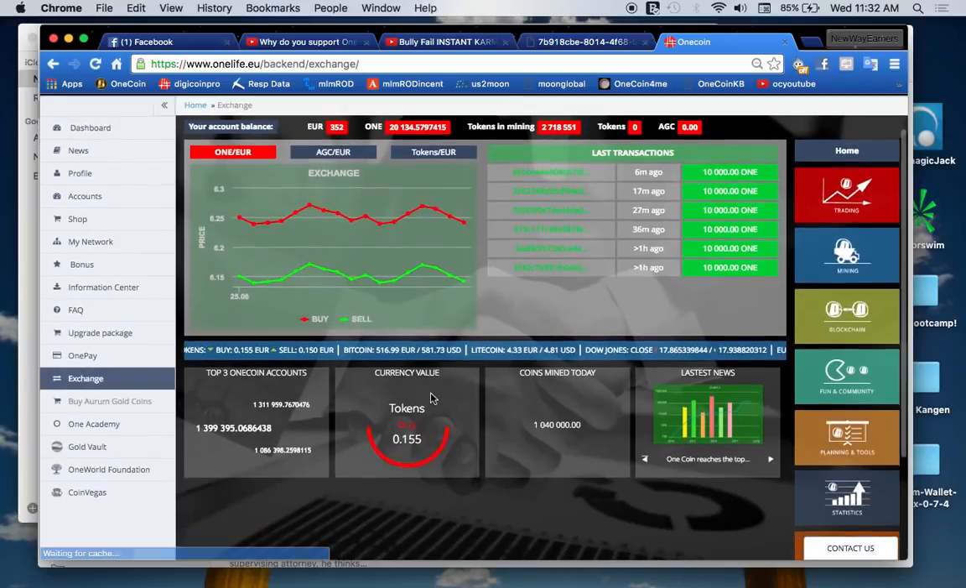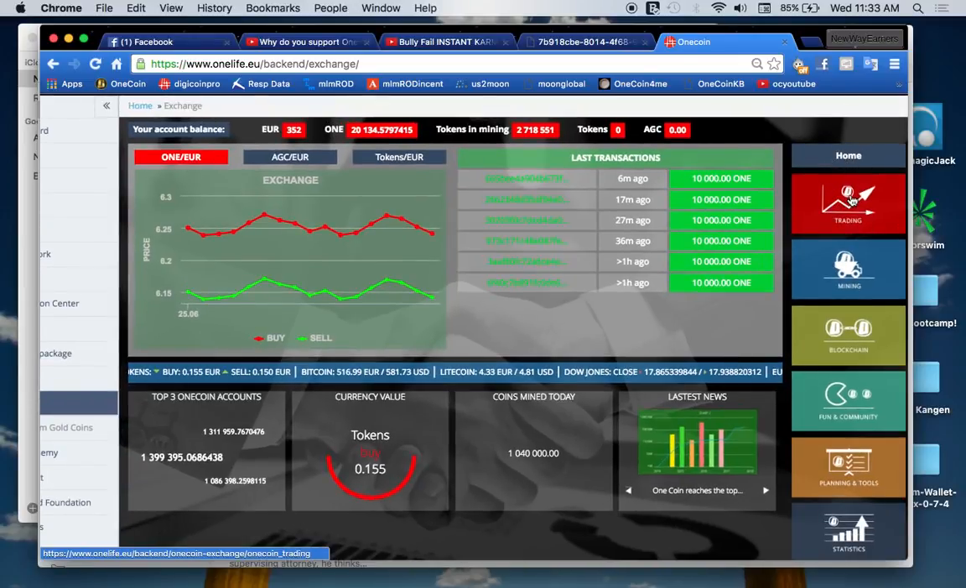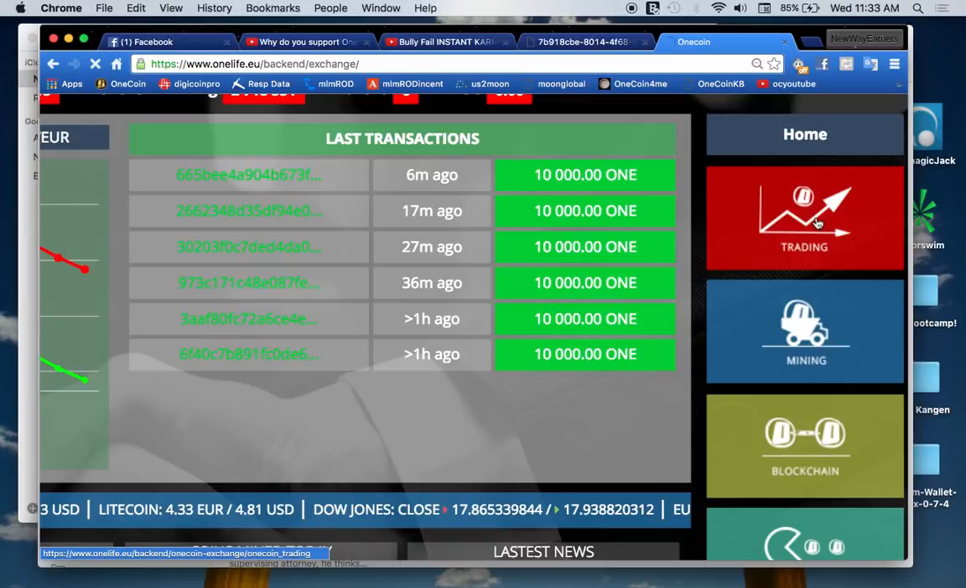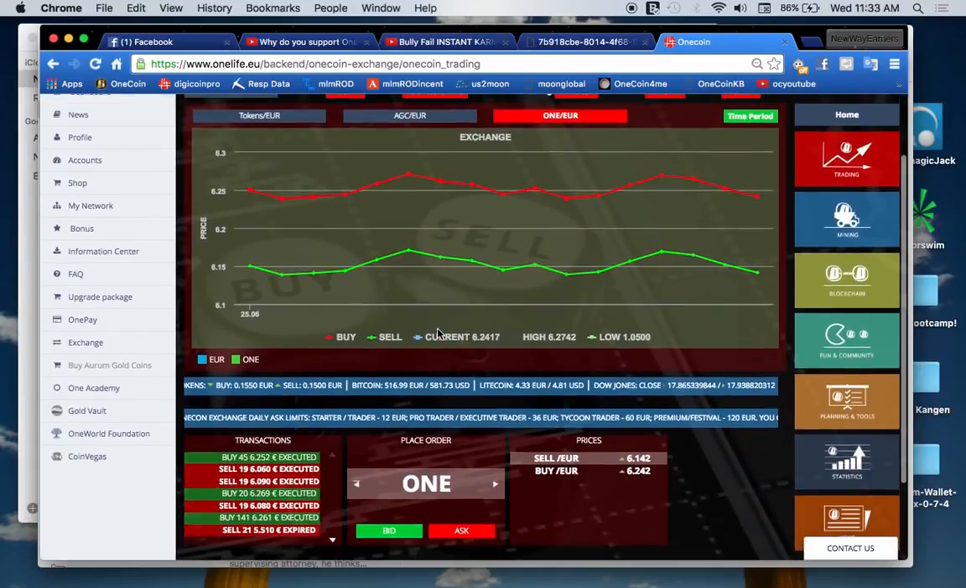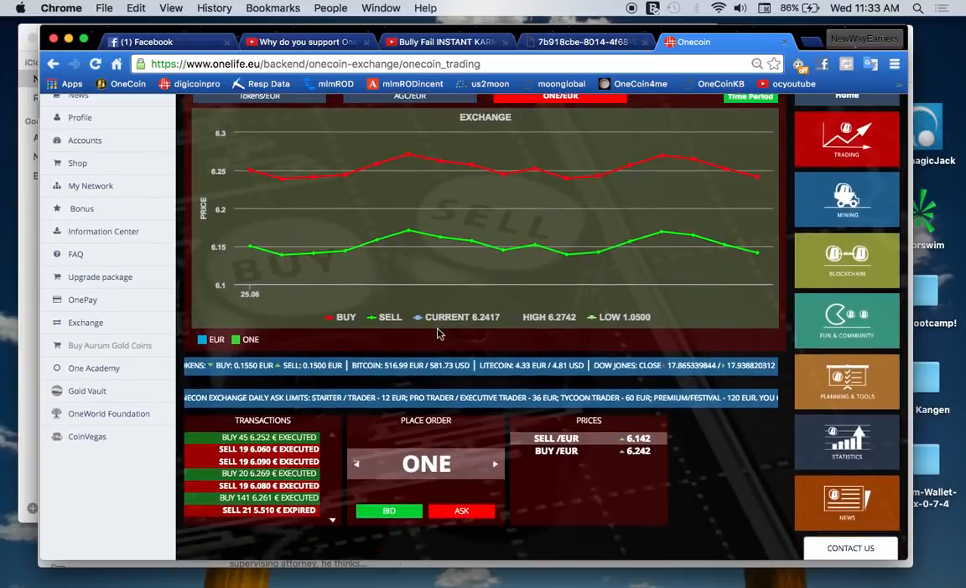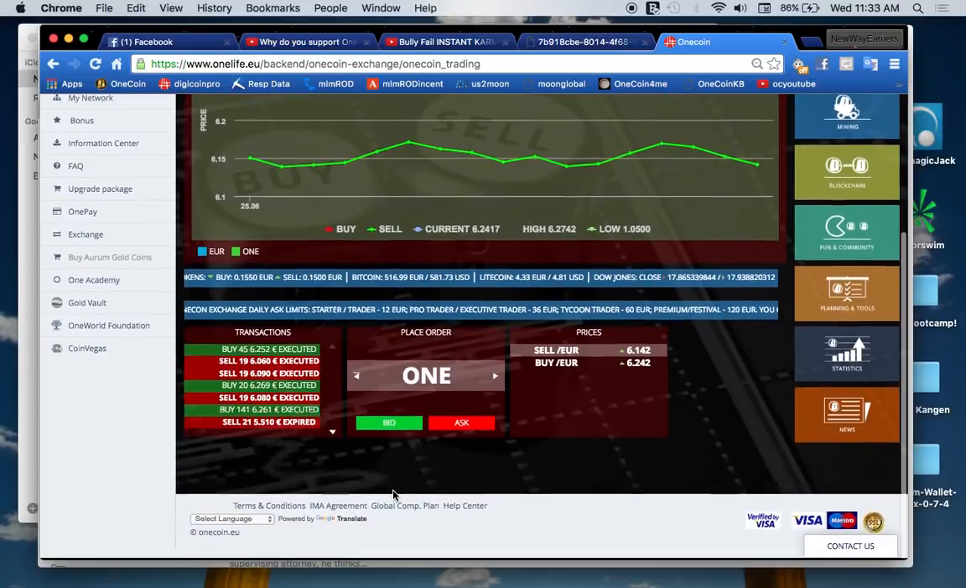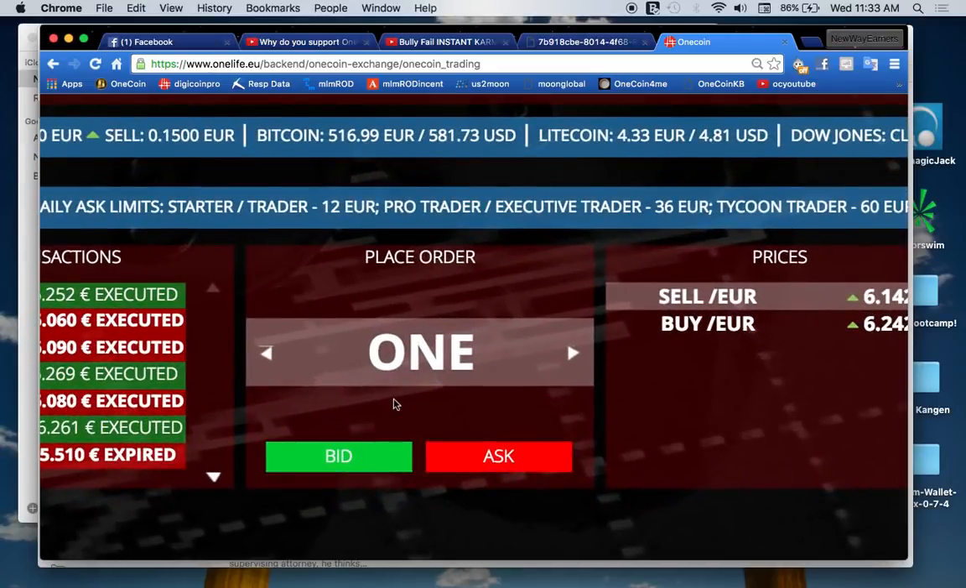Once you get to the exchange, you are going to see that there's trading and then there's mining. Pretty self-explanatory. Mining is to send your tokens into mining, and trading is where you do buying and selling. So you're going to click trading. Okay, once you get to the exchange, what you want to do is go to this place order box right here.